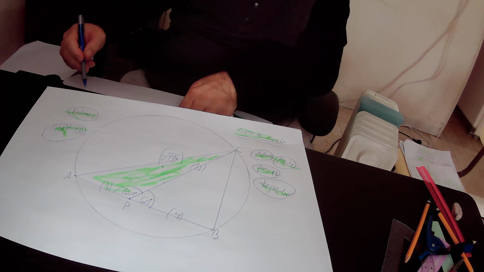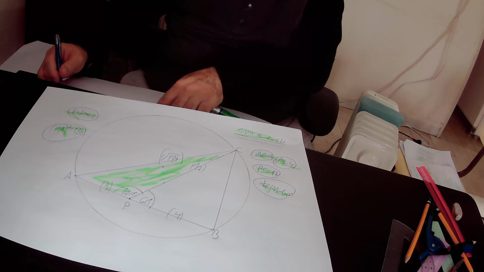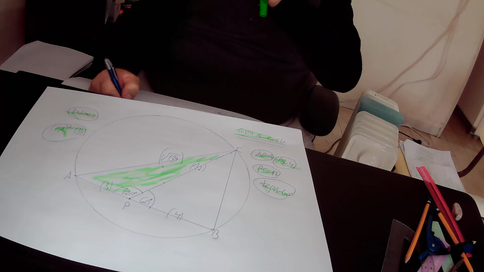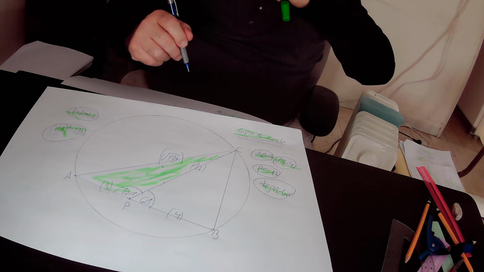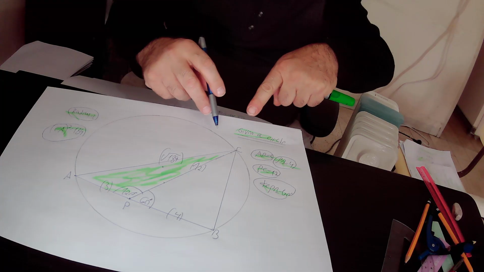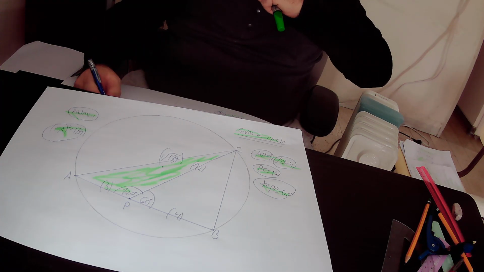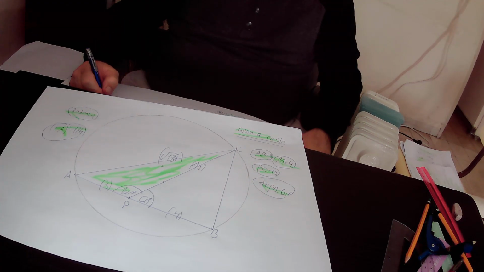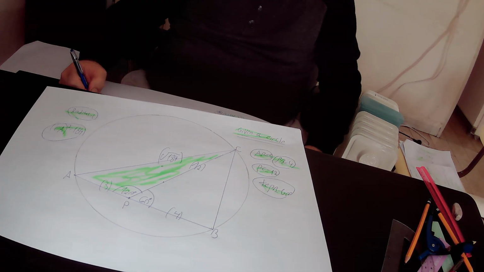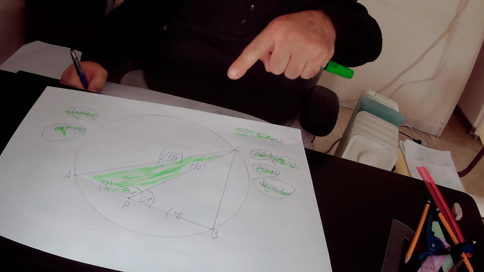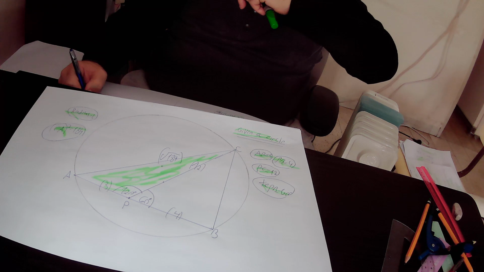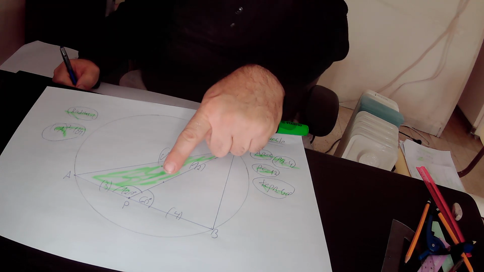CB squared equals CP squared plus PB squared minus 2 times CP times PB times cosine 60 degrees.